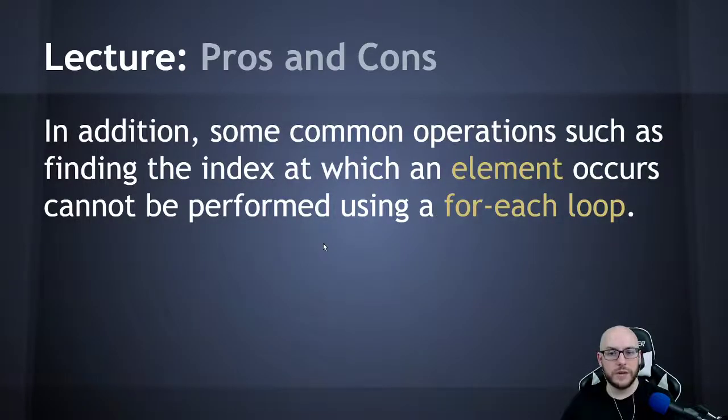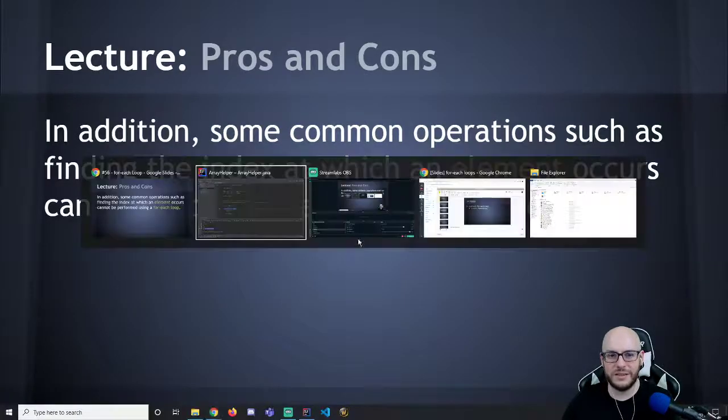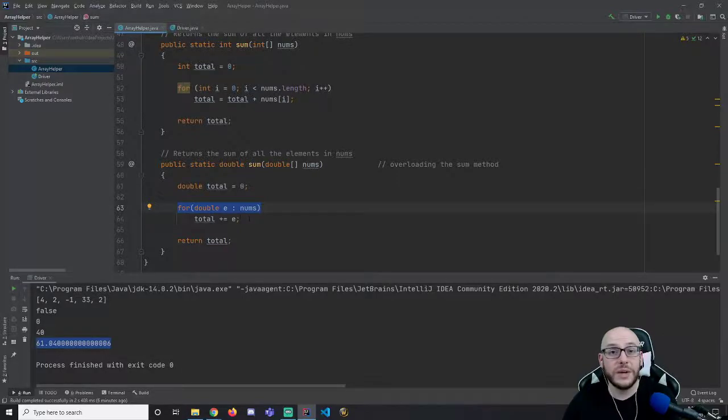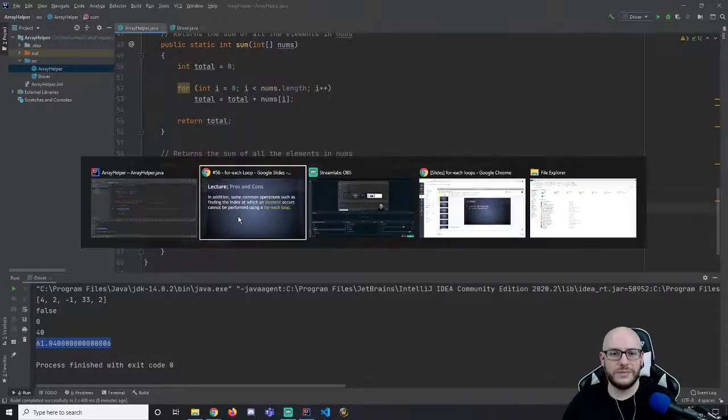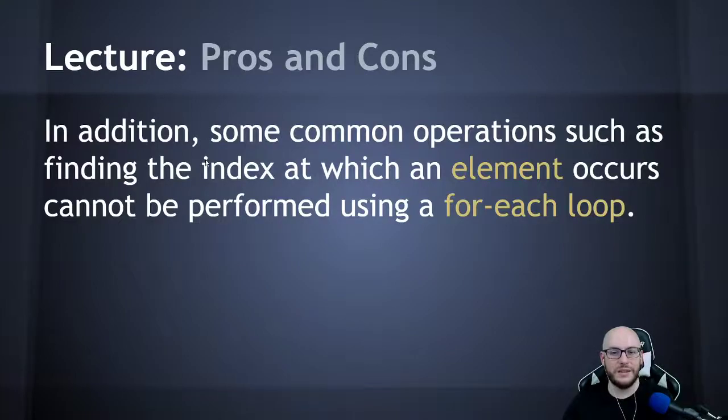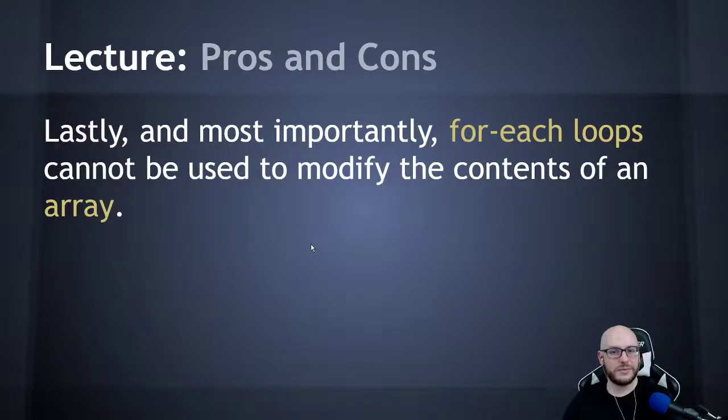In addition, some common operations such as finding the index at which an element occurs cannot be performed using a for each loop. I hinted at an indexOf method before we got started on for each loops. We'll be coding that very soon. If there's no index, there's no index. There is no index here. So a method like indexOf, which is going to work how you think it does, I wouldn't be able to do it.